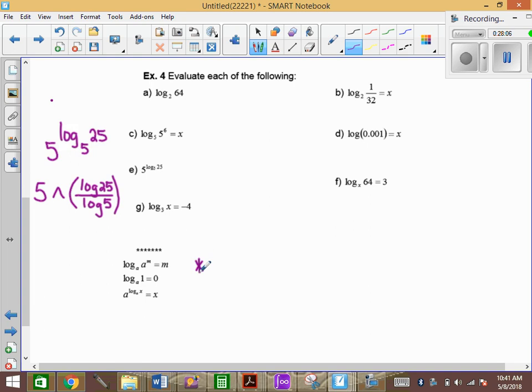Here's another one to remember. So if we have a log base a of a to the b, so if the base of your exponent and the base of the log are the same, your answer is just b. Something to note. And we just proved that by 5 to the log base 5 of 25 is 25.